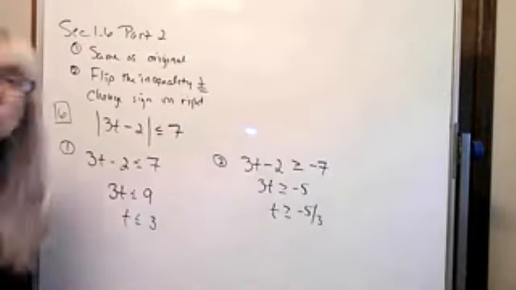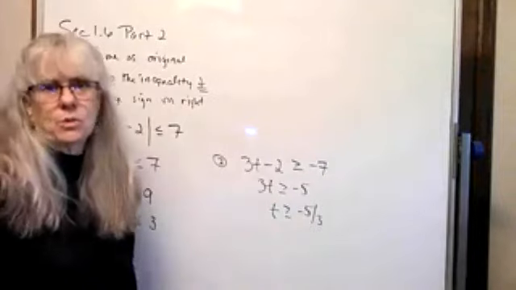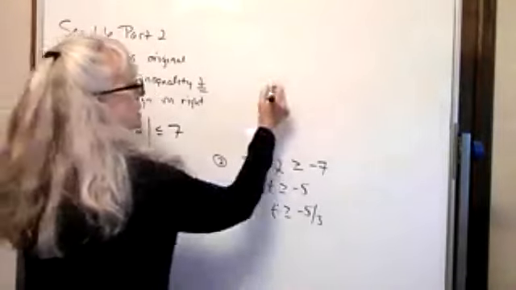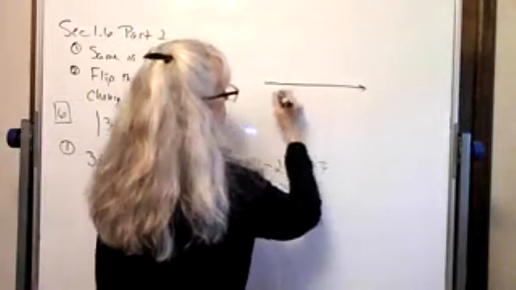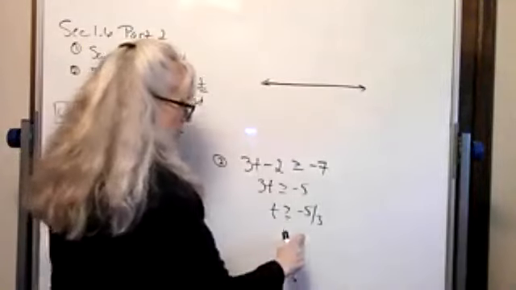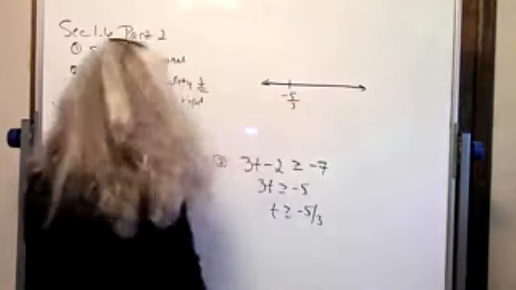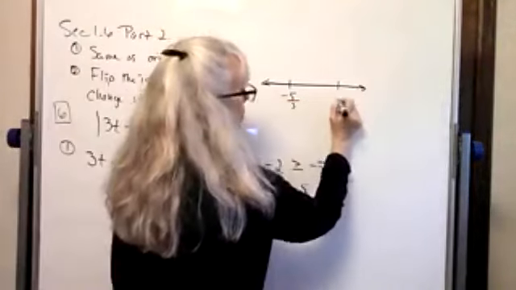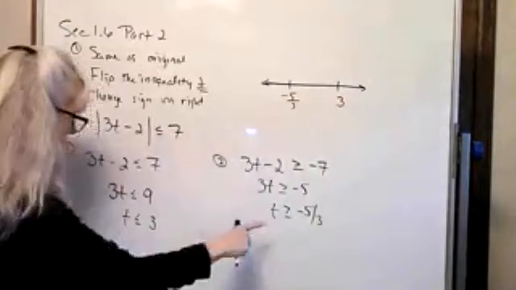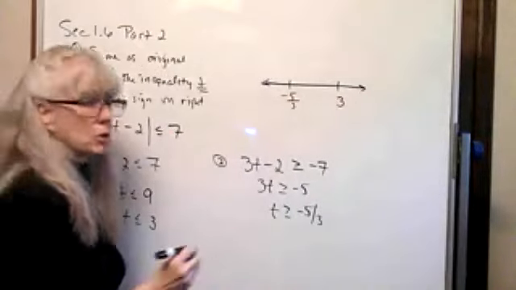But now we need to interpret that answer. So what does that answer really mean? I'm going to go to the number line to do that. Whatever you do, make sure you get them in numerical order. So negative 5 thirds is the smaller number. It's going to go on the left side. The positive 3 is a larger number. It's going to go on the right side. Both of them have the equal to on it, so we're going to use solid circles.